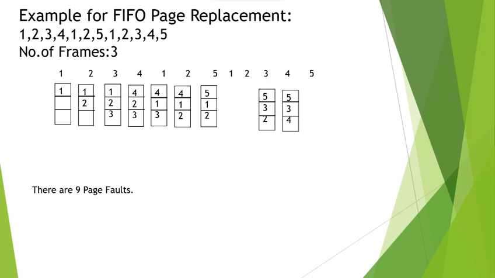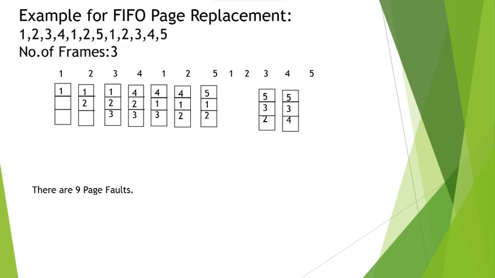Next 5 is not present in the main memory and it is replaced with 4 and it is also a page fault. Next 1 is present in the main memory and here we don't get a page fault. Next 2 is also present in the main memory and here also we don't get a page fault.